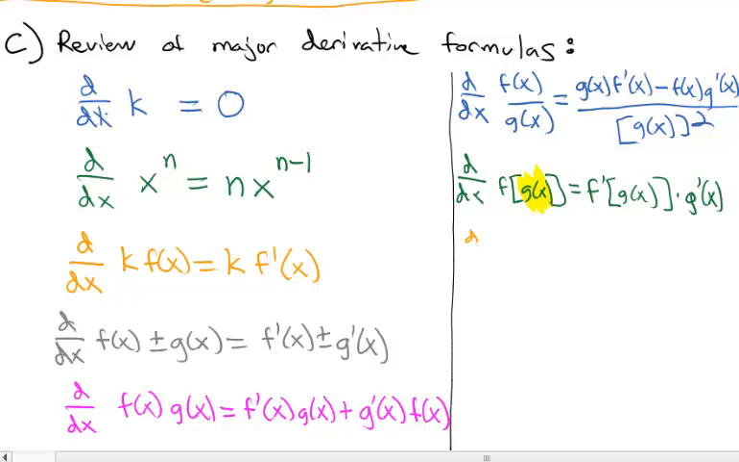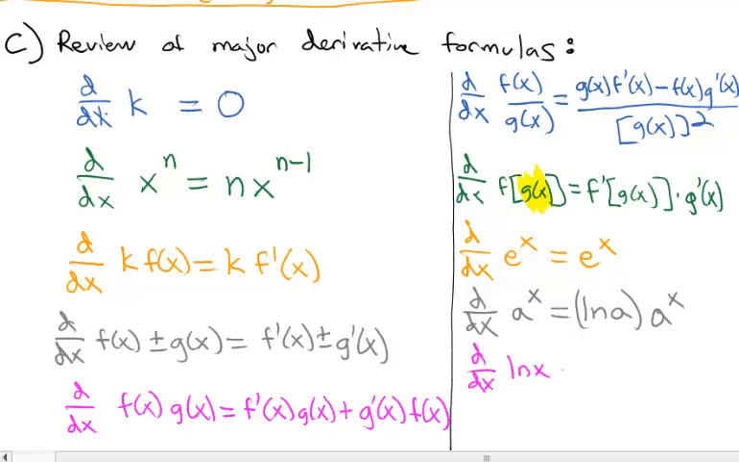Then today we took the derivative of e^x. That one's easy. That's just e^x. And we took the derivative of a^x, or some other base. And that was essentially the same. We just first have to take the natural log of the base times the exponential function. Then we took the derivative of the natural log of x, which is the reciprocal of x, 1 over x. And finally, we took the derivative of log base a of x, which is 1 over the natural log of the base times x. Got them all on one screen. We've got 11 formulas here that we've seen.